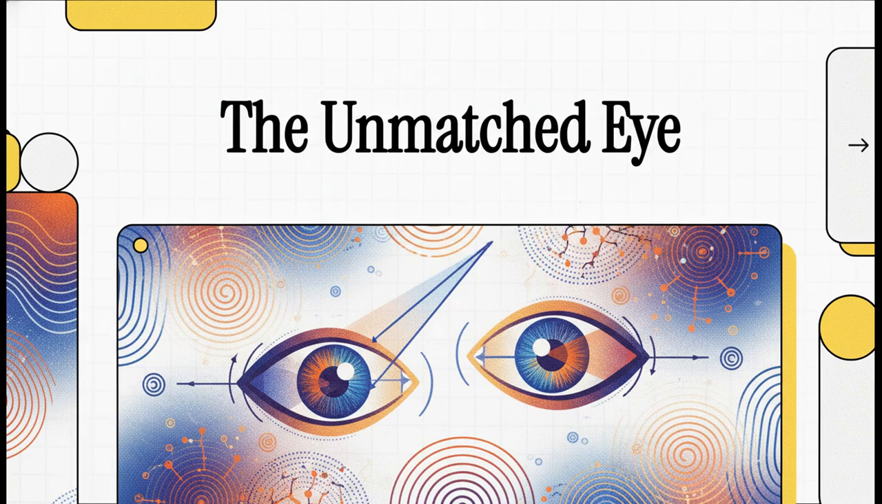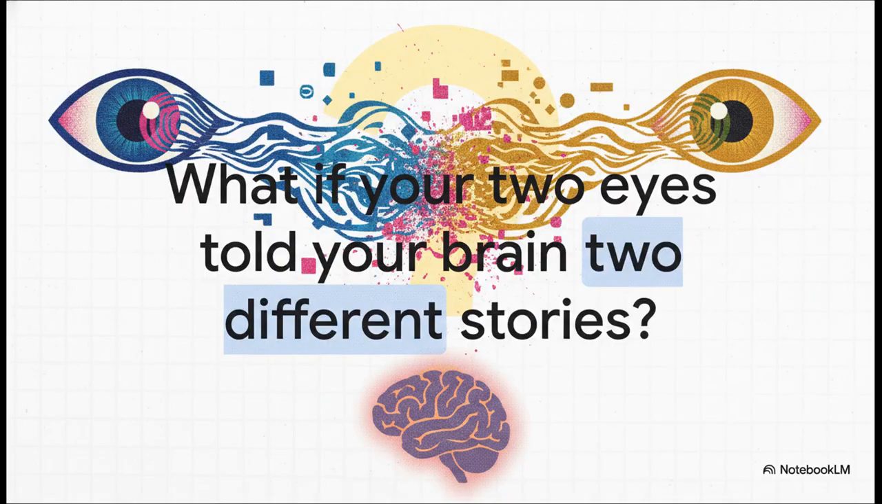All right, let's jump right in. Today, we're going to explore something absolutely fascinating about our own vision. What actually happens when our two eyes don't work as a perfect team? I mean, really think about that for a second. What if the picture coming from your left eye was just different from the one coming from your right? How would your brain even begin to process that kind of conflicting information?